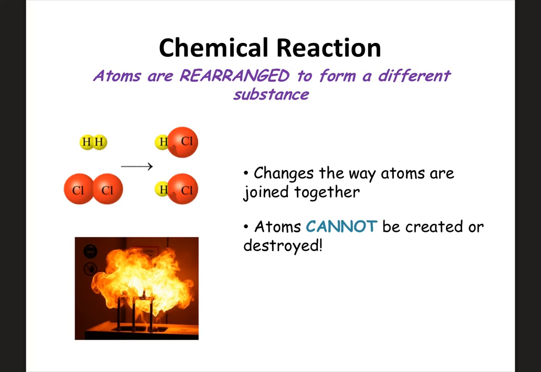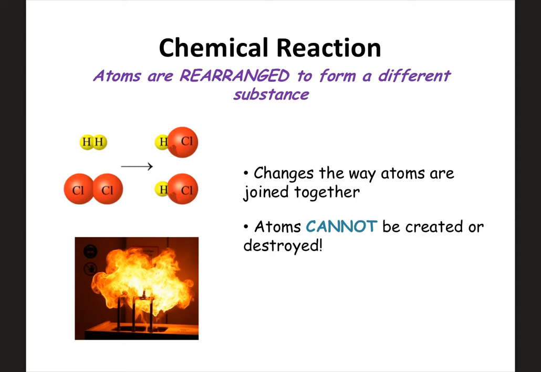We are going to look at chemical reactions and learn how to balance them in this video. So we already know a little bit about chemical reactions from earlier in the course. Chemical reactions are when atoms are rearranged to form a different substance. Essentially, it's a chemical change taking place. But remember, one atom cannot become another atom.